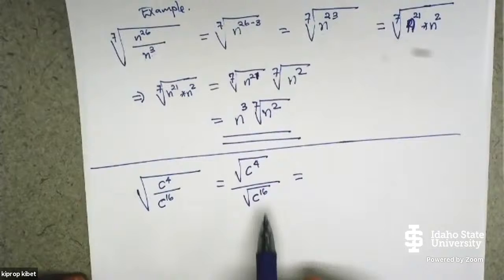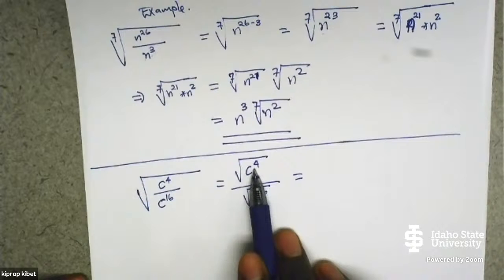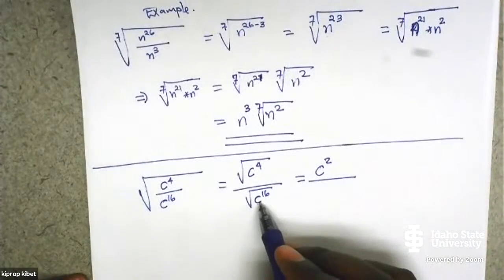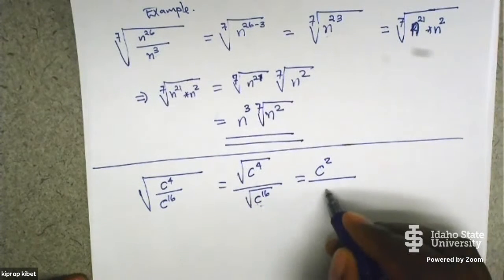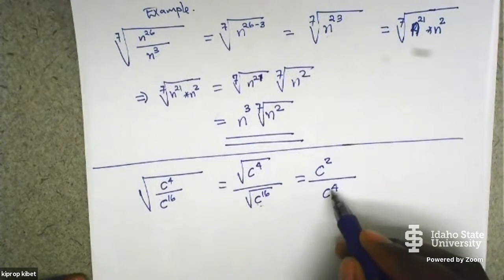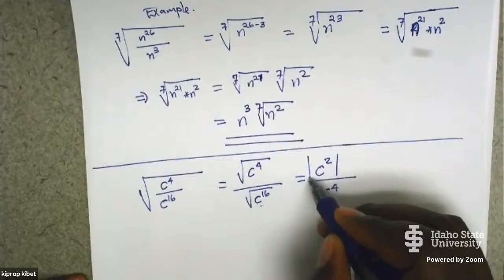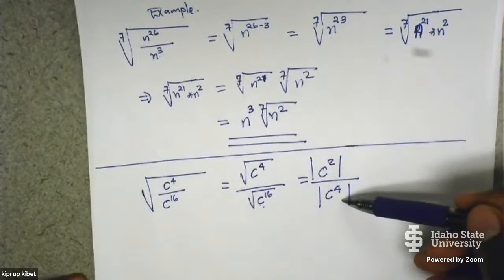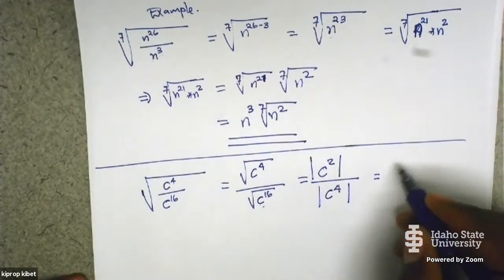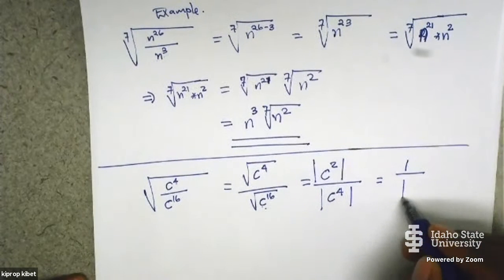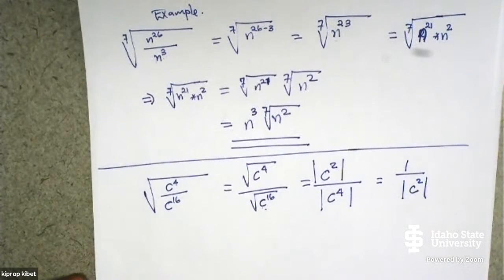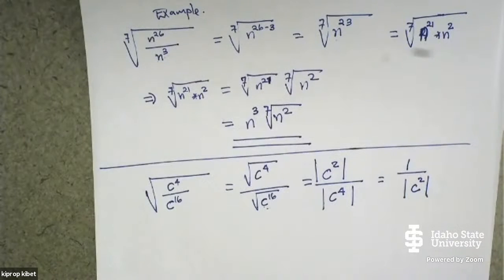All right, so now c raised to 4, the square root of that is c raised to 2, all over c raised to 16, which is c raised to 4. Now simplifying this, and then this one is the absolute value, since that one is even. So we can simplify this. Then finally, this is the same as 1 all over the absolute value of c raised to 2.